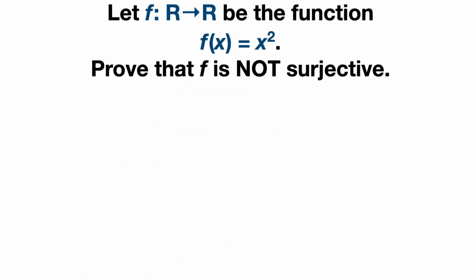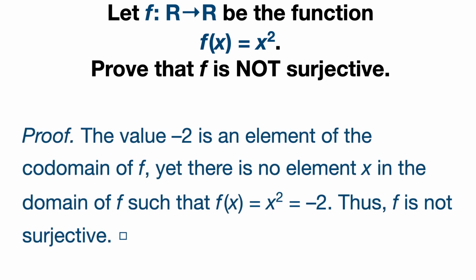Now let's show that a function is not surjective. As with injectivity, we must only give an example. In this case, we must produce an element of the codomain that is not in the range of the function. Again, let's look at our function f of x equals x squared as a function from the real numbers to the real numbers. We know that we will never get a negative value out of this function. To show that this function is not surjective, we only need to give one such value. In particular, negative 2 is an element of the codomain, but there is no real number x whose square is negative 2, so f is not surjective.